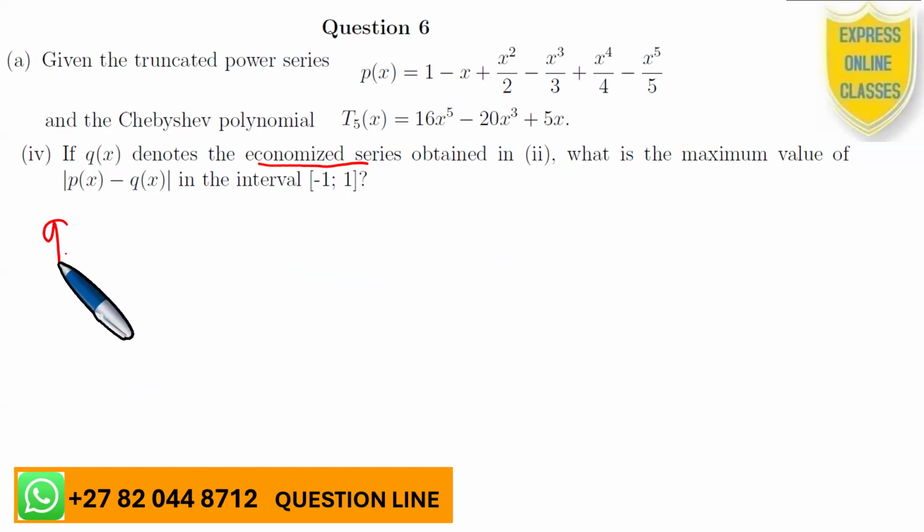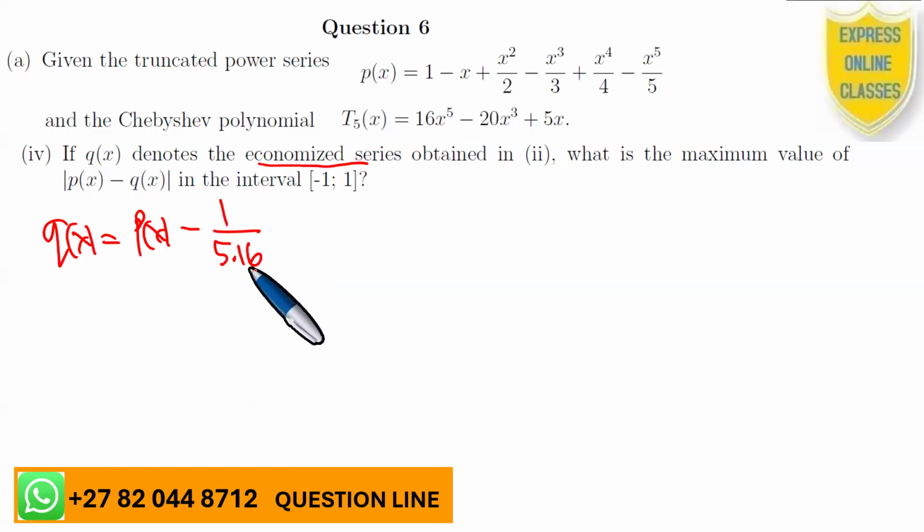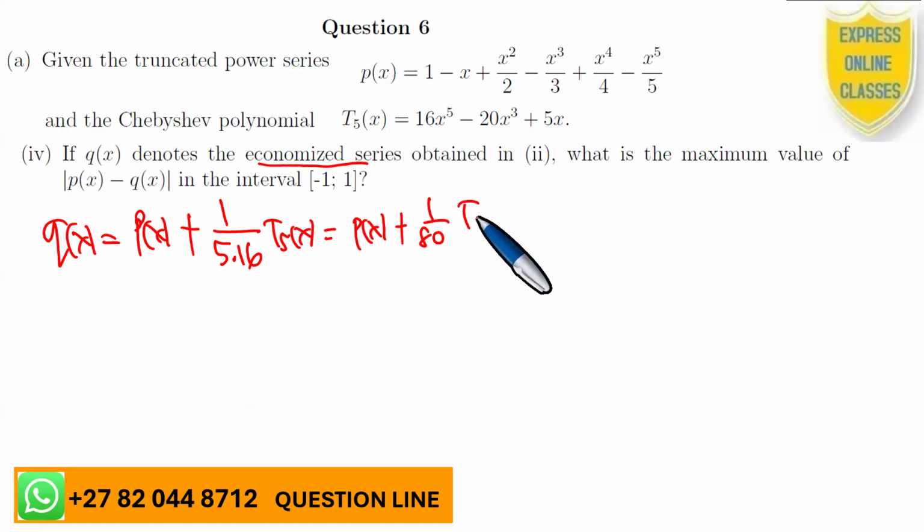Right, remember that our Q of X is the same as P of X minus 1 over 5 by 16 T5X, which is P of X minus 1 out of 80 T5X. Okay, we've economized it already. And then we put a plus here, and then we have T5X. And then we're able to obtain the answer of the economized version.